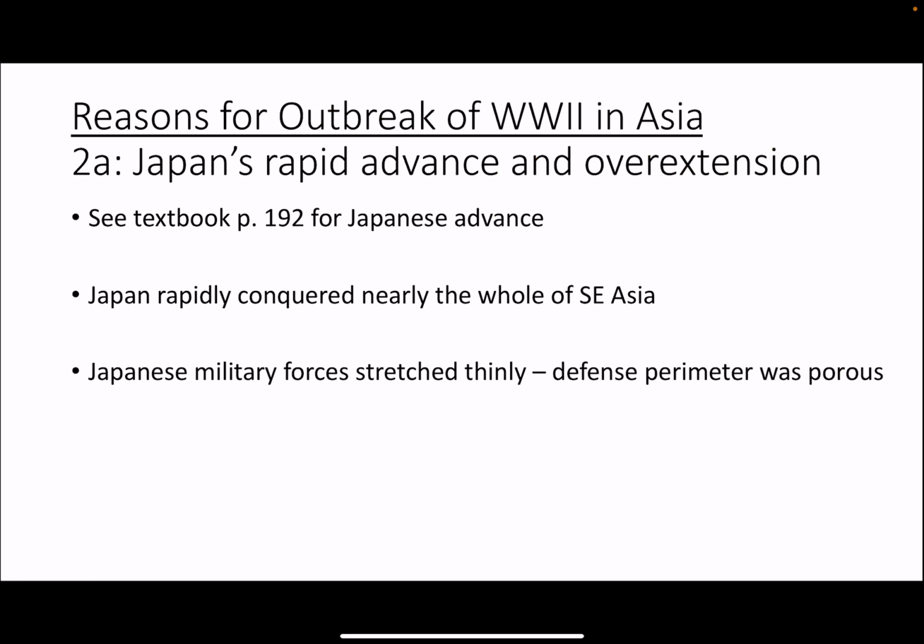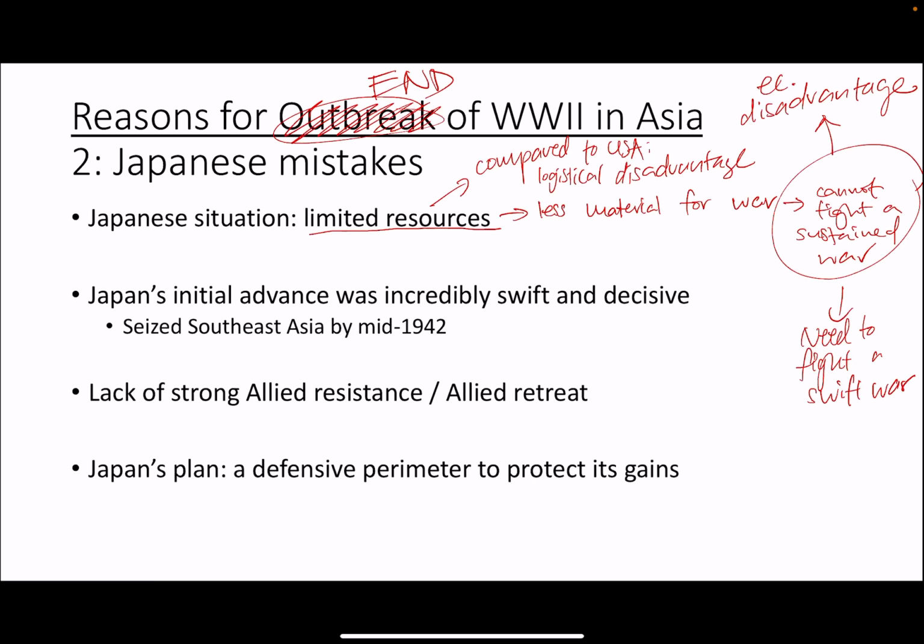So if we look at the map and you look at the time, you see that Southeast Asia was seized by mid-1942. They only took 6 months. And it was very, very fast. It was very decisive. Now, what is the problem with this? We are going to expand on it later. And we also know that there was a lack of Allied resistance. Why? Because of the situation in Europe, right? The decision of the Americans was to focus on Europe first, along with the rest of the allies.